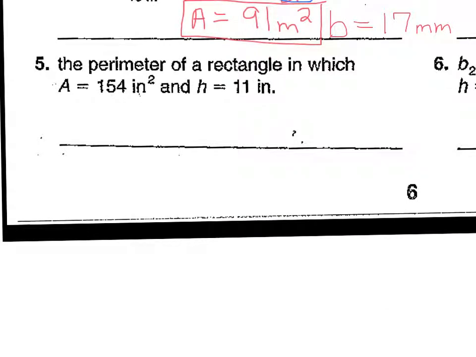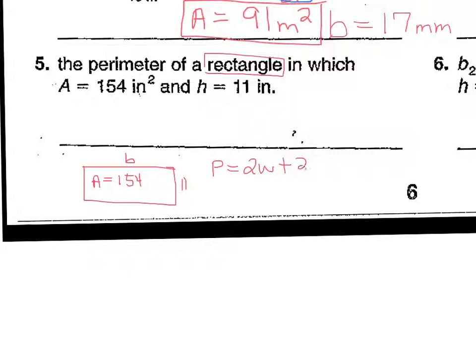In number 5, they want us to find the perimeter of the rectangle, and they're giving us the area. Also, they're giving us the height, and this is a rectangle. I always like to draw a picture to understand the problem better. So area is 154 square inches. The height is 11. I don't know what the base is. The formula for the perimeter, this is something that you're supposed to have learned in middle school. And in elementary, this is twice the width plus twice the length, or twice the base plus twice the height. Okay, either way is fine.